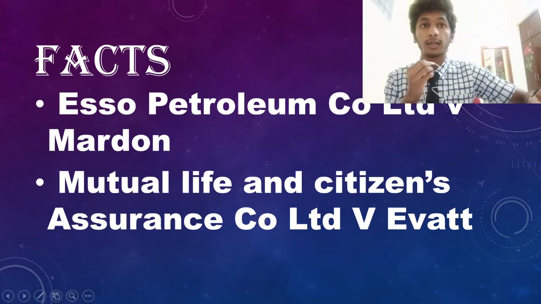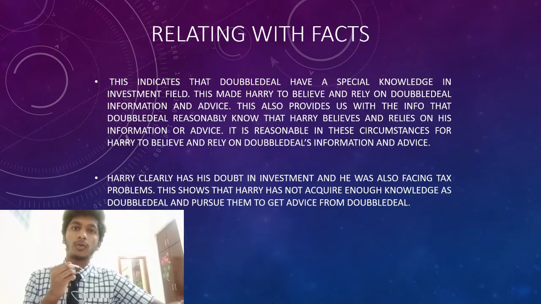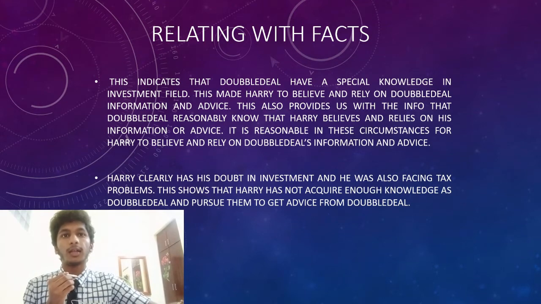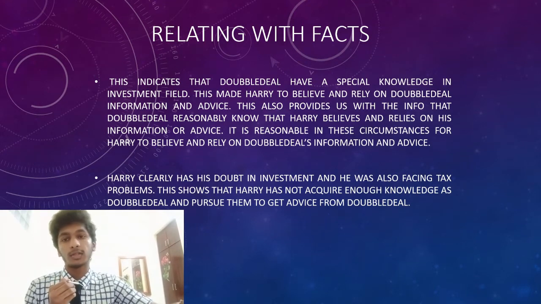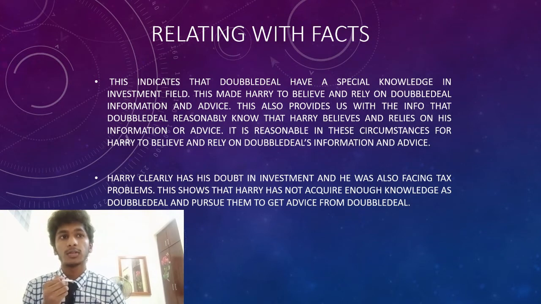So now let us relate these facts to our question. This indicates that Doubledeal have special knowledge in the investment field. This made Harry believe and rely on Doubledeal's information and advice. It also shows that Doubledeal reasonably knew that Harry believed and relied on its information or advice. It is reasonable in these circumstances for Harry to believe and rely on Doubledeal's information and advice. This has caused him to suffer economic loss.